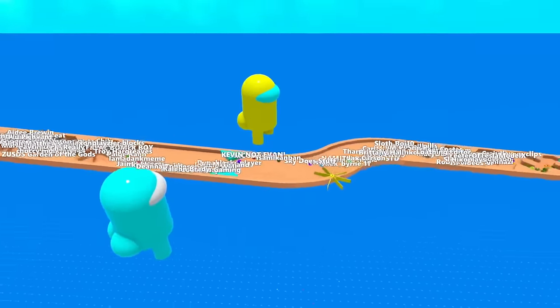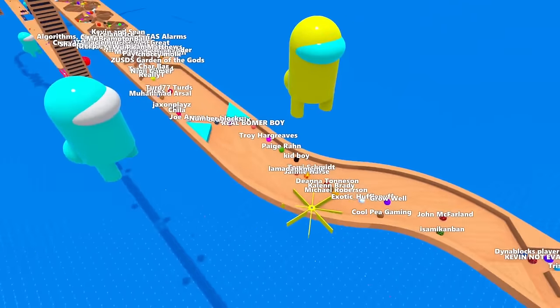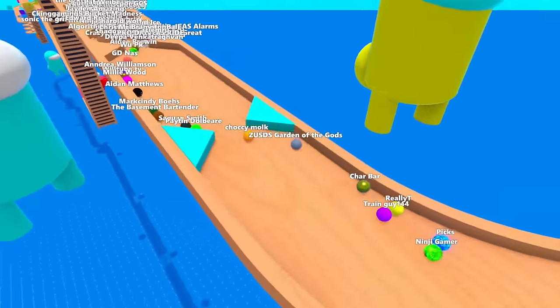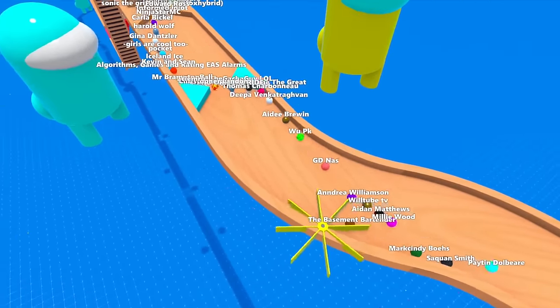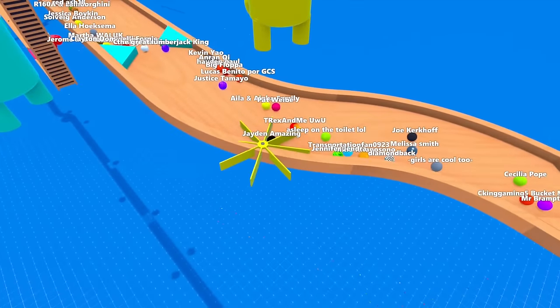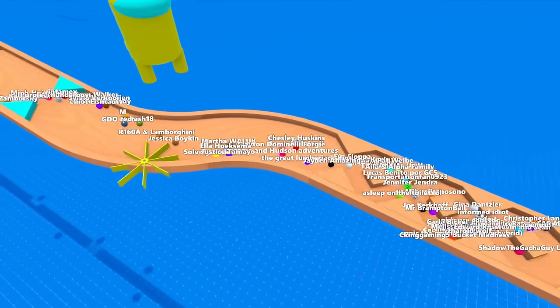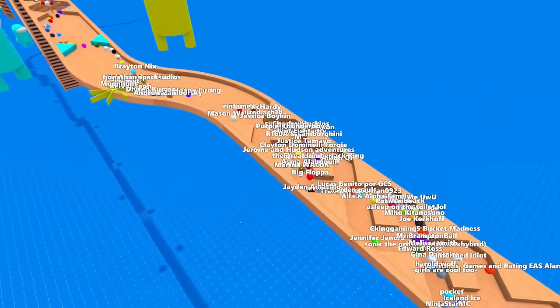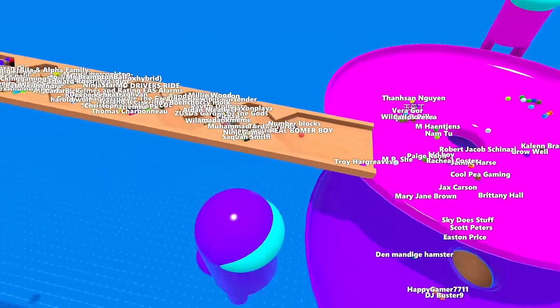We got yellow and cyan here. They're pretty nearby. I don't know what they're doing. I don't know if this is helping or what. Looks like cyan's got a funnel here, and yellow placed one of these guys, which I don't know if it does anything, but I guess it could make the race a little more interesting. It could shift a couple of marbles around.